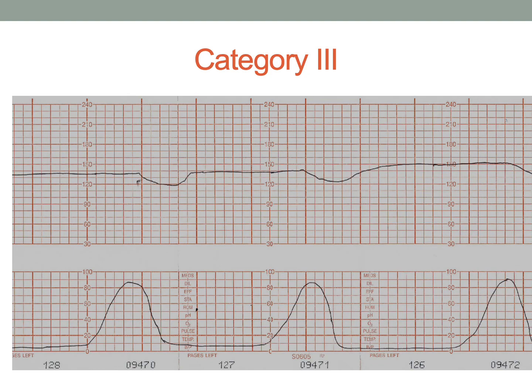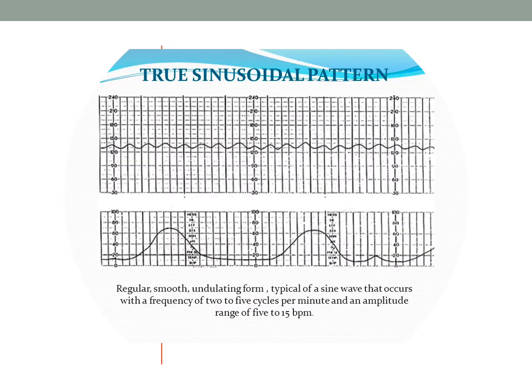But this is another category 3. The infamous sinusoidal pattern. As you can see in the top, you can't really identify a baseline. It's kind of like a little serpentine. And even though it's within that desired parameter of 110 to 160, this is an ominous finding. They are regular, smooth, undulating form, typical of a sine wave that occurs with a frequency of 2 to 5 cycles per minute and an amplitude range of 5 to 15 beats per minute. Okay, so they could be little, 5, or they could be 15 beats. The amplitude could be up to 15 beats per minute.